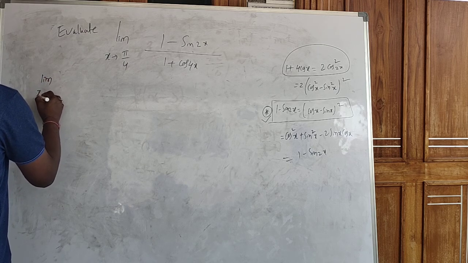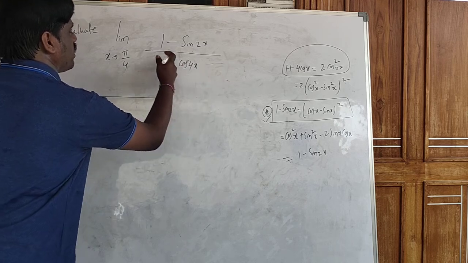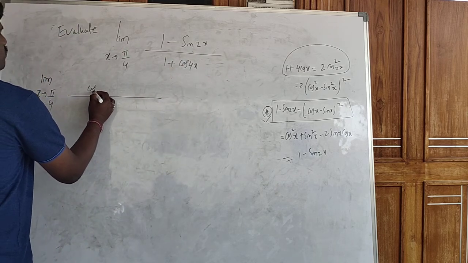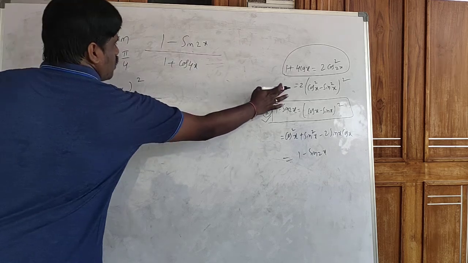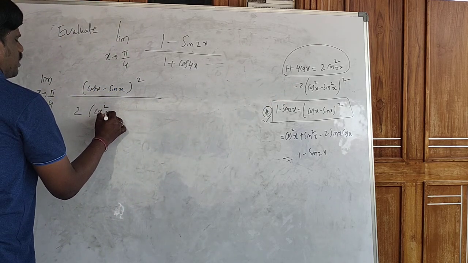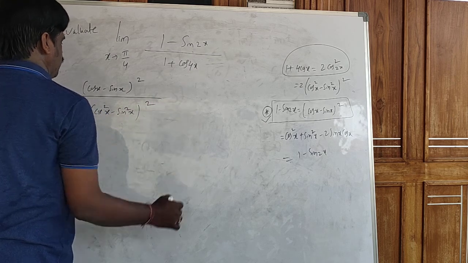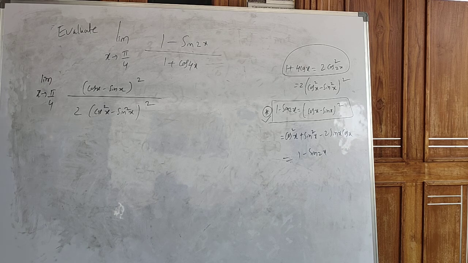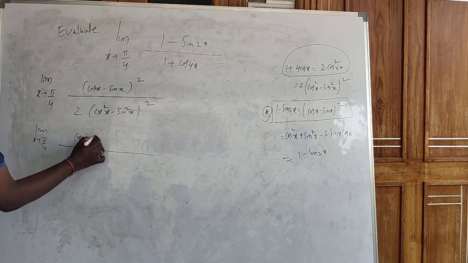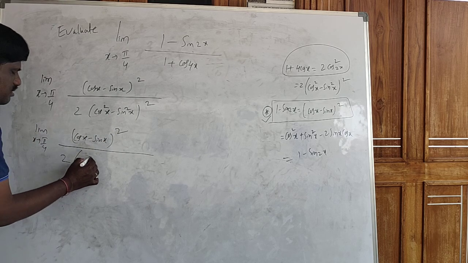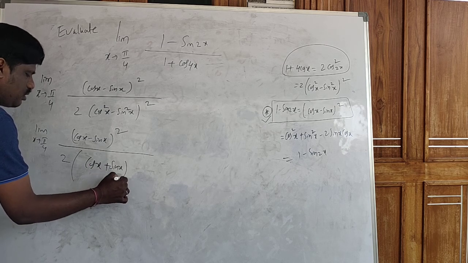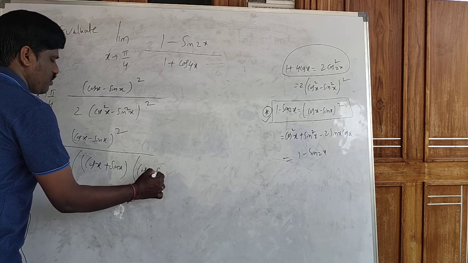So we can use this limit as x tends to pi by 4, and we can write the numerator as (cos x minus sine x) whole square, divided by 1 plus cos 4x, which can be written as 2 into (cos square x minus sine square x) whole square. This is what you have learned now. Now I can write the limit as x tends to pi by 4, with (cos x minus sine x) whole square on top, and 2 into, using the a square minus b square formula, that is (a plus b) into (a minus b).